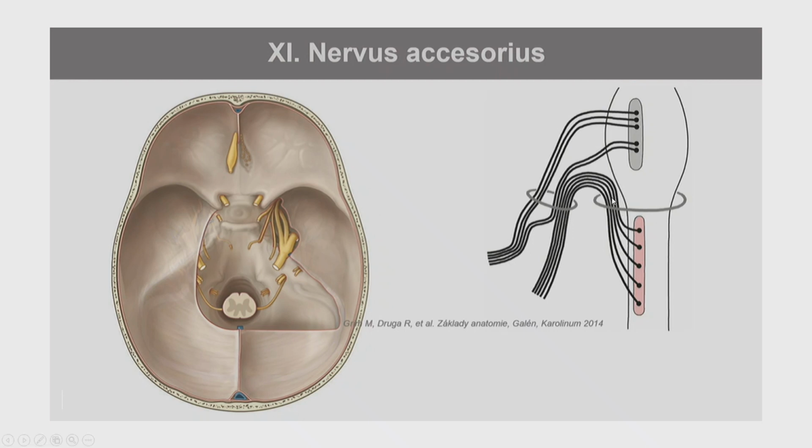The spinal part of the accessory nerve is responsible for innervation of two muscles in the neck. One is the sternocleidomastoid muscle, which is innervated by the accessory nerve. The other is the trapezius muscle. Excellent.